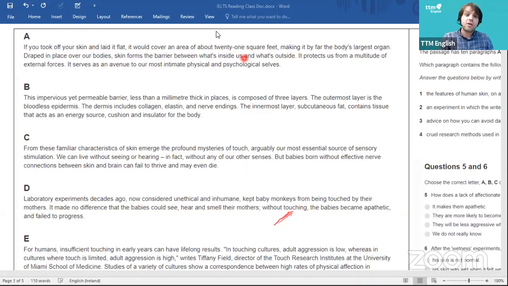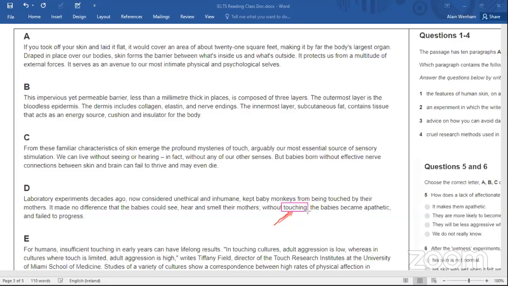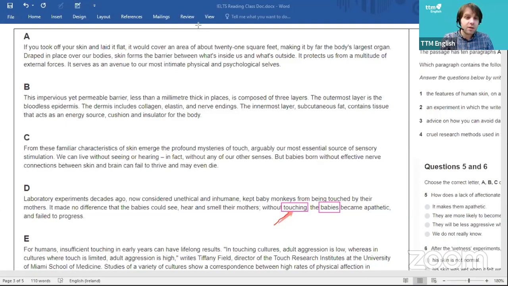Oh, someone's found it. So this isn't a synonym, is it? It's the exact word. Well done. You can draw on the screens, guys, you're welcome to do that. So we've got touching. Do we have anything for children? Babies. Got babies. It's looking quite good here. Can anyone see any other synonyms in the other paragraphs?